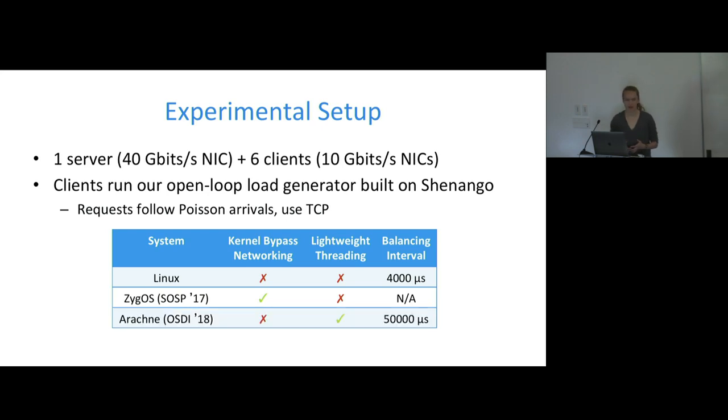Third, we evaluate Arachne. Arachne is a state-of-the-art user-level threading system, so it has lightweight threading, and it adjusts core allocations across applications every 50 milliseconds. But Arachne does not integrate with a kernel bypass network stack. Finally, we evaluate Shenango, our system, which has support for kernel bypass networking, it supports lightweight threading, and it reallocates cores across applications every 5 microseconds.